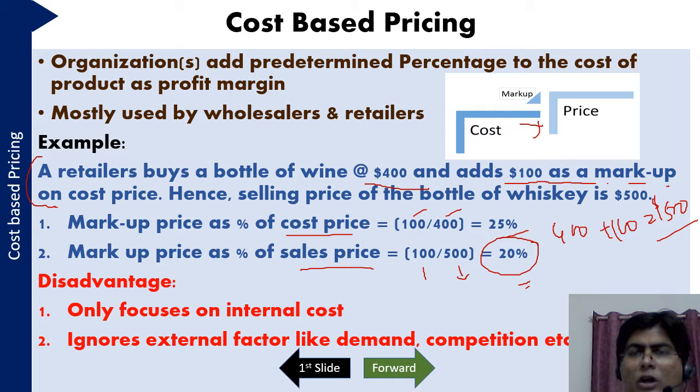Here is your cost, and then you add something extra, say X percentage, and you decide your final selling price. But what is the problem with this method? The problem is that you are only focusing on your cost. You are not bothered to include external factors. For example, is there really a demand for your product at these prices, or what is being done by the competitor? Are they charging the same price, higher, or lower? You are not considering those factors, right?